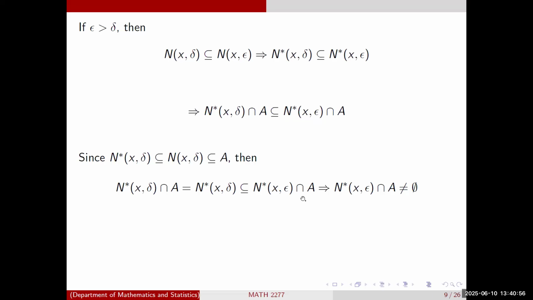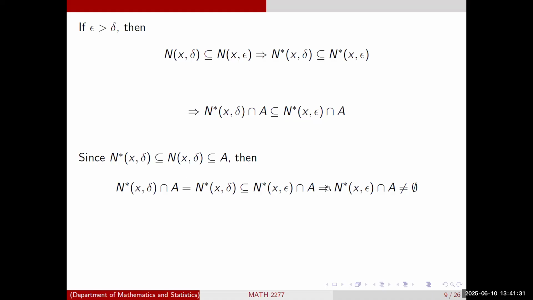And I know that this one cannot be empty. Why can't this set here not be empty? Because look, it contains inside of it a deleted neighborhood. If I tell you a set contains inside of it the open interval (0, 1), so I have a set A that contains the open interval (0, 1), is the set A empty? No, how could it be empty if it contains the open interval (0, 1)?